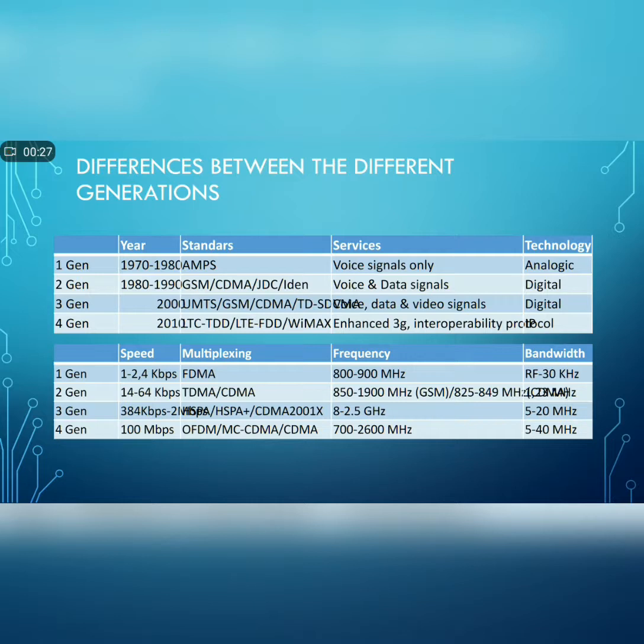Also, the modulation on the first G was analog FM, on the second G was Pi/4 DQPSK based on TDMA, BPSK, QPSK, this was on CDMA, and GMSK, this was on GSM. On the third generation, the modulation was BPSK, QPSK, 16QAM, and 64QAM. And on the fourth generation, the modulation was OFDM and SC-FDMA.